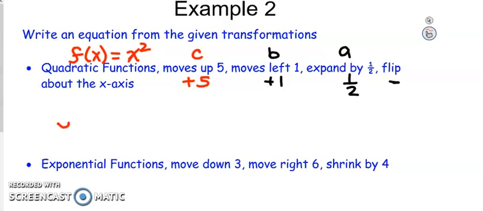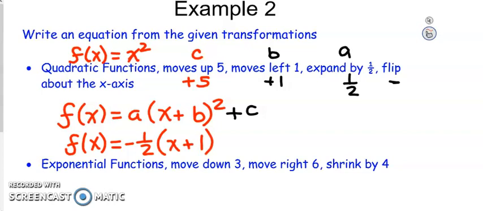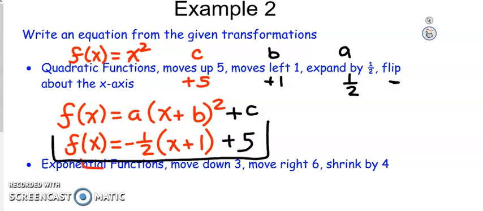Again, with the formula that we have, we know it's squared right here because it's quadratic. And so now we just fill everything in. Here we have f of x. This is our final equation. We have a negative, this is the flip. The 1/2 is the A, it's expanding. Move left, so it means we have x plus 1. So it should be a plus b right there, so plus 1 there. And then c plus 5. And there we go, that's your equation.